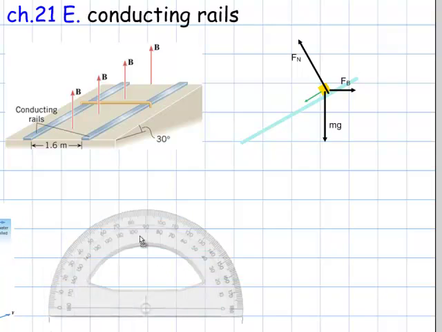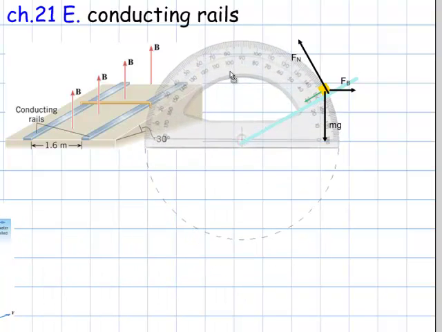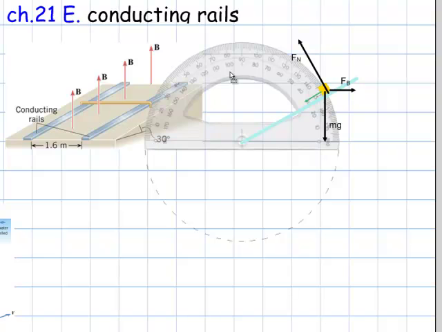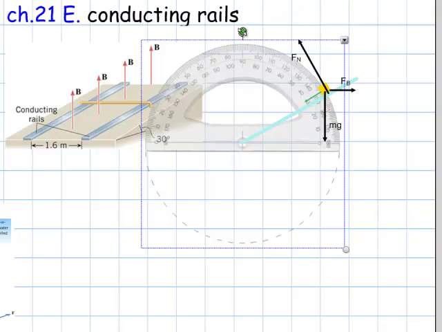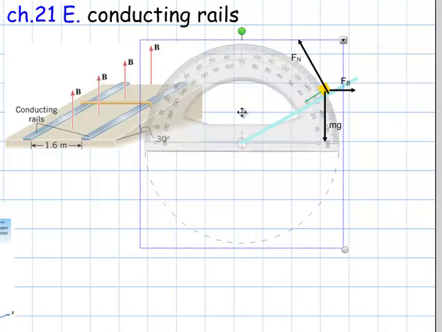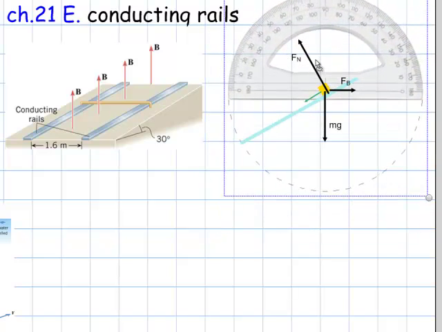Okay, let me see if I got the angles actually right here on my drawing. Yep, looks like it. My protractor is slightly turned. Anyway, it looks like 30 degrees here. My normal force here, by the way, comes out to 120 degrees from the positive horizontal. That's important when we get to the calculation. So it points to the upper left, so it's 120 degrees from the positive horizontal.